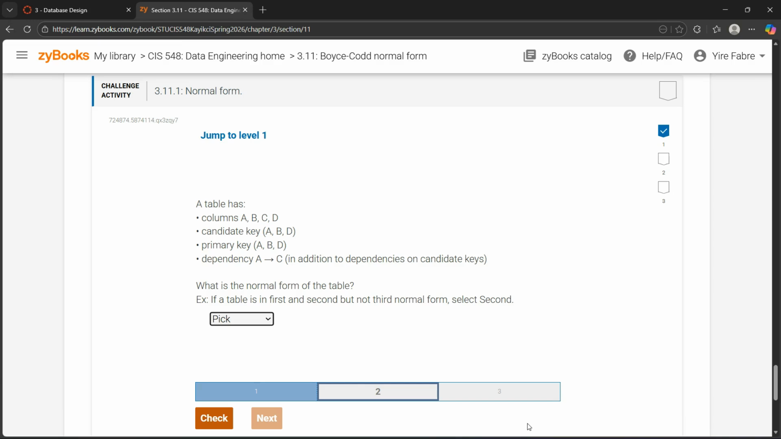Now let's look at the 3NF situation. So it requires 2NF and no transitive dependency, so no non-key attributes depending on other non-key attributes. So since the table is not in 2NF, it cannot be 3NF, right?